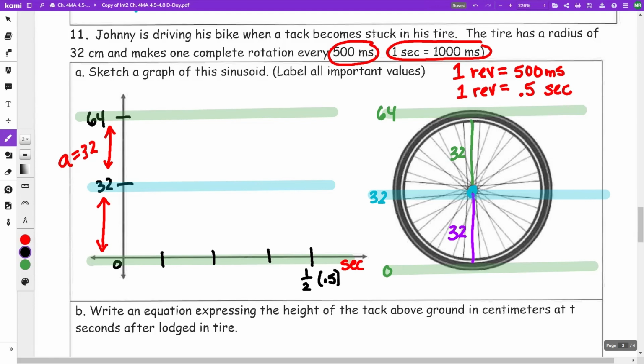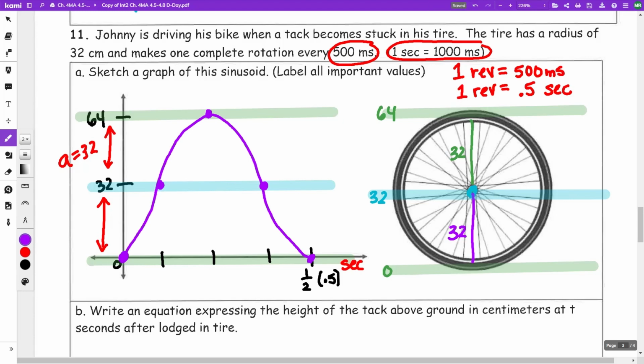Okay. Now I'm going to be plotting the tire with the tack starting at 0. Then it moved up to 32. Then it moved up to 64. Then it's coming back down to 32. Then it's coming back down to the ground. And I'm going to think of this as a cosine graph.